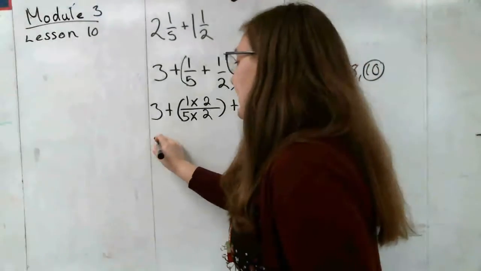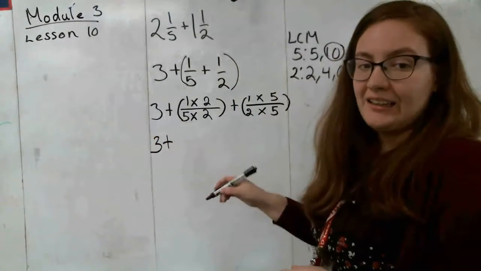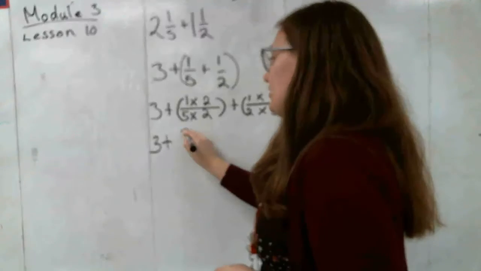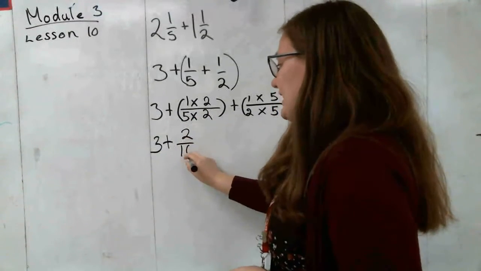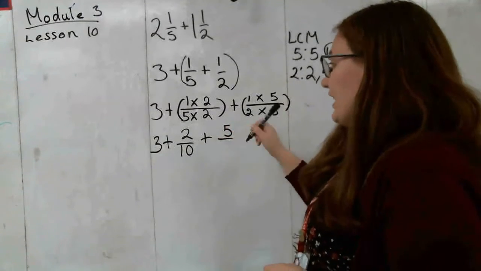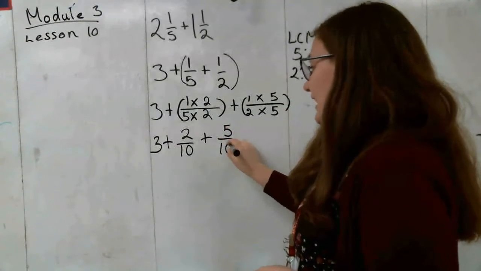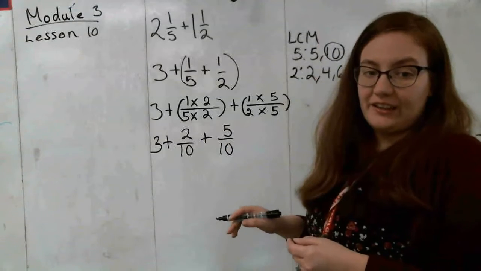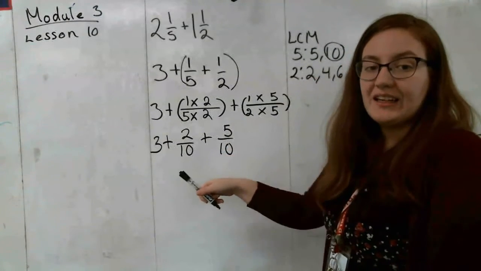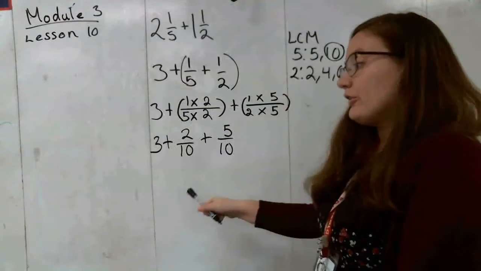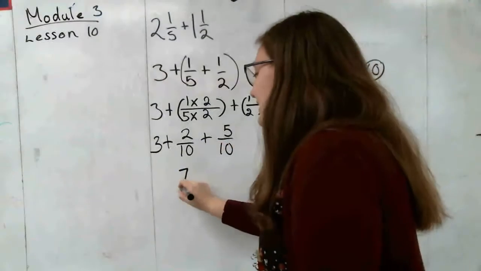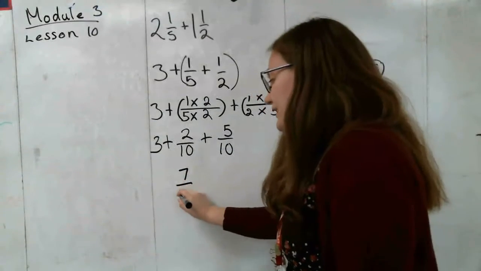Now, I'm going to again write this 3 plus because it's still hanging on there. I need to solve for 1/5 times 2. So 1 times 2 is 2. 5 times 2 is 10. Plus 1 times 5 is 5. 2 times 5 is 10. Now, almost there to my final answer. I need to add these two fractions together now that they have these common denominators. So I'm going to do 2/10 plus 5/10. I know that 2 plus 5 will give me 7, and my denominator of 10 will stay the same.